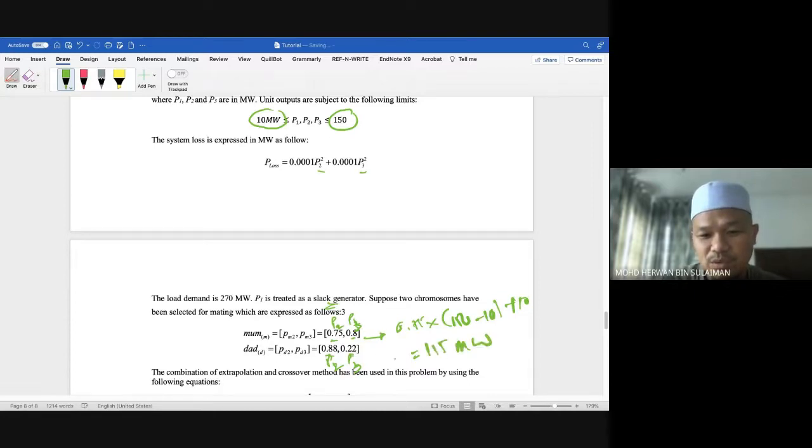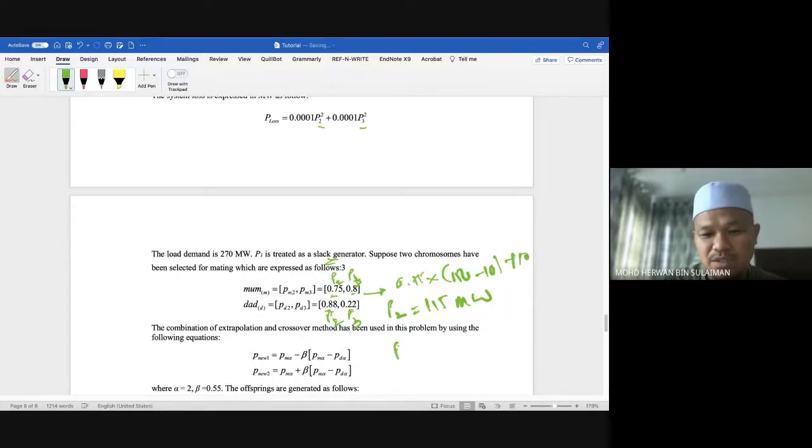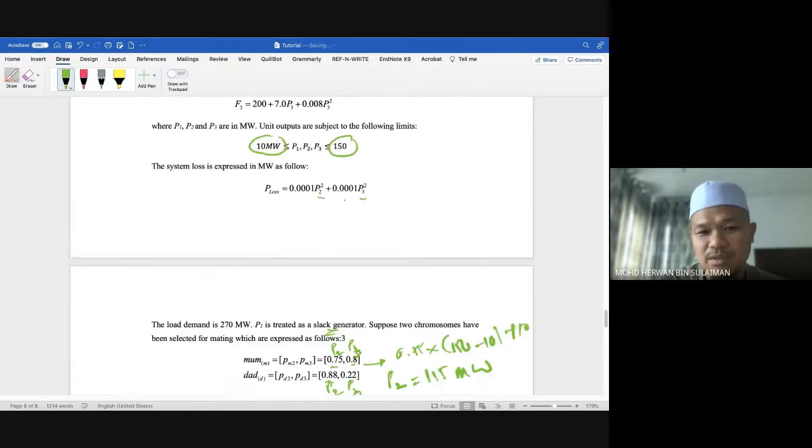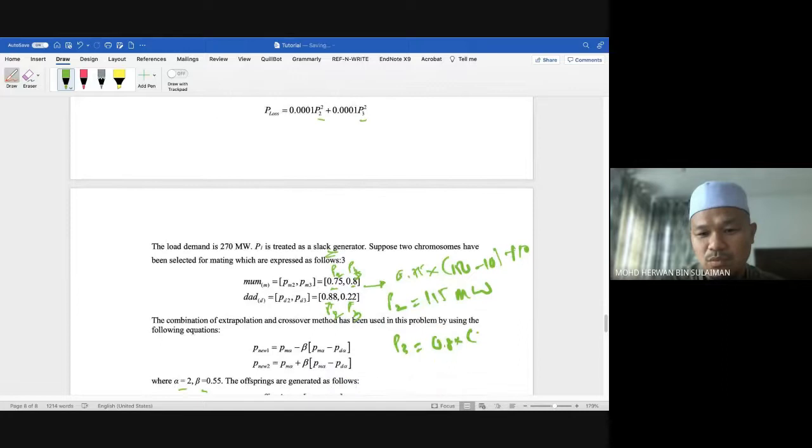So this one is P2, and you calculate for P3. Your P3 is 0.8. Since we have similar boundaries, 0.8 times 140 plus 10. So you get 122 megawatts.